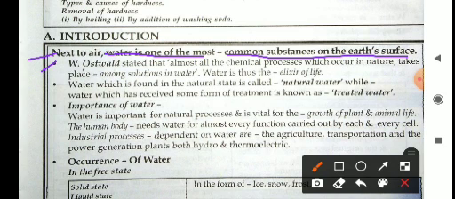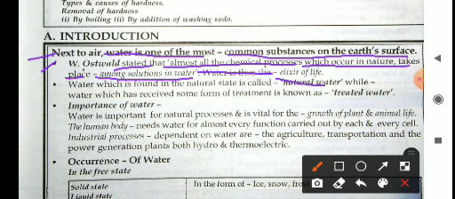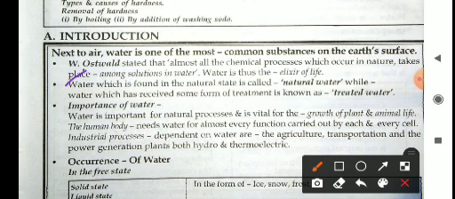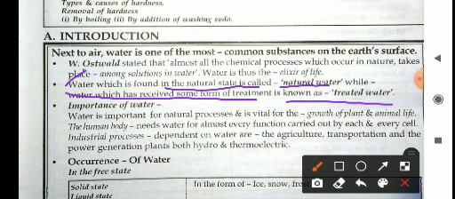And W. Ostwald stated that almost all the chemical processes which occur in nature take place among the solutions in water. Water is thus the auxiliary of life, meaning water is very important for human life as well as animal life as well as plant life. Water which is found in the natural state is called natural water, while the water which has received some form of treatment is known as treated water.